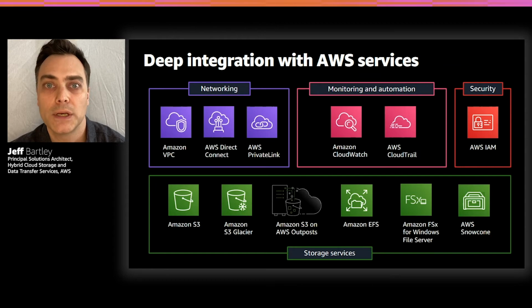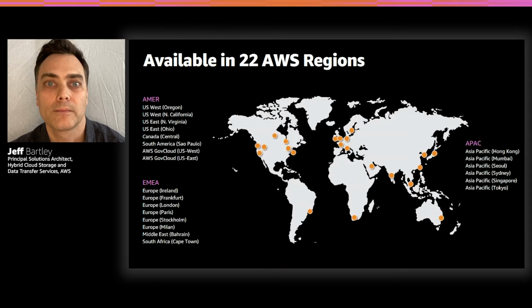And then I mentioned a number of the storage services that AWS DataSync integrates with today, whether it's Amazon S3, Glacier Deep Archive, S3 on Outposts, FSx for Windows File Server, EFS, or even AWS Snowcone. And DataSync is available today in 22 AWS regions around the world, and we're continually adding support for more regions as they come online.